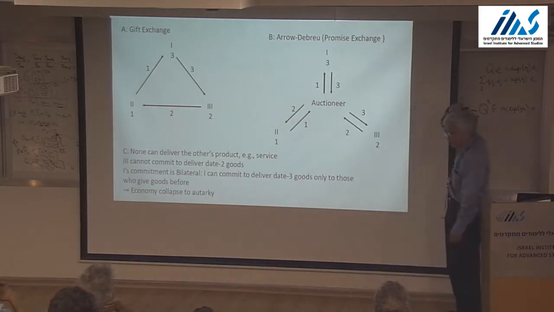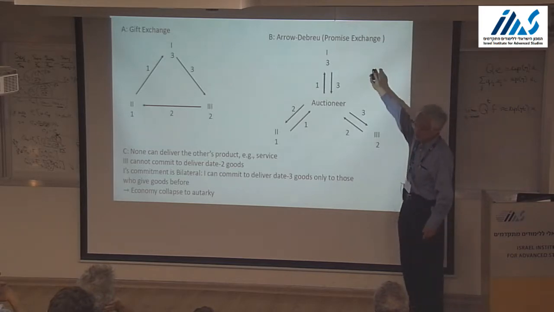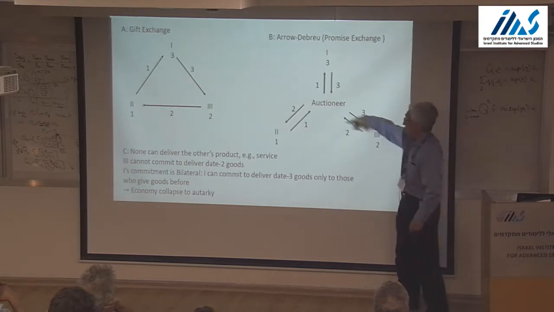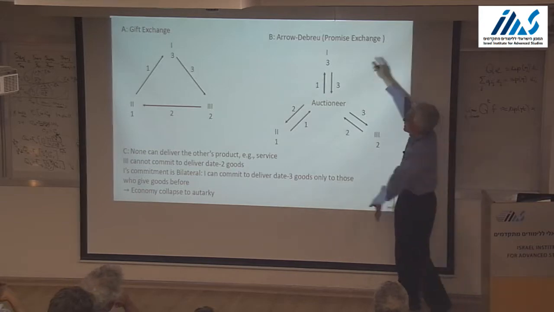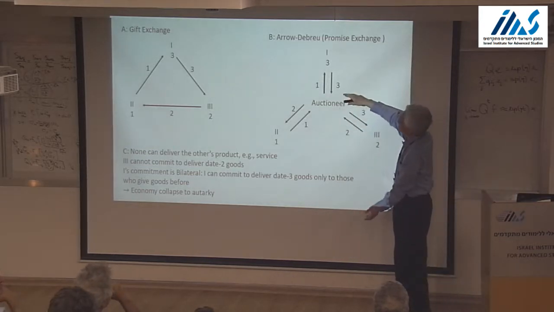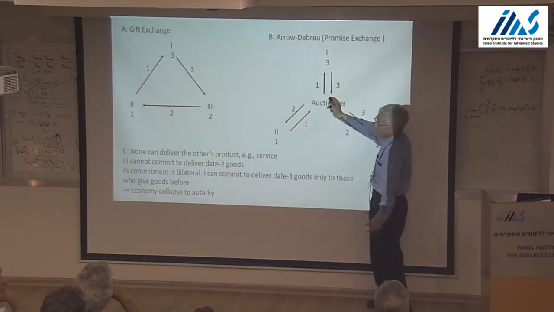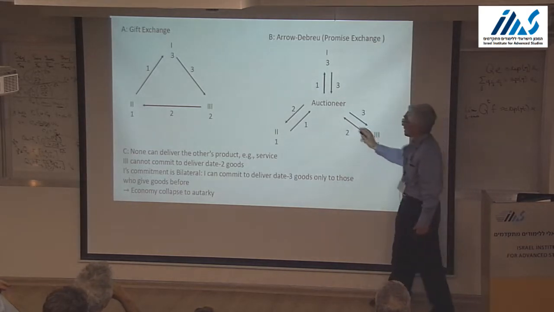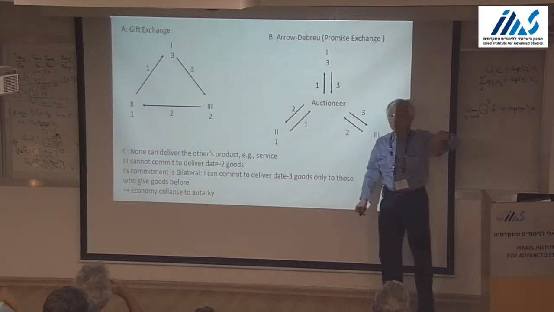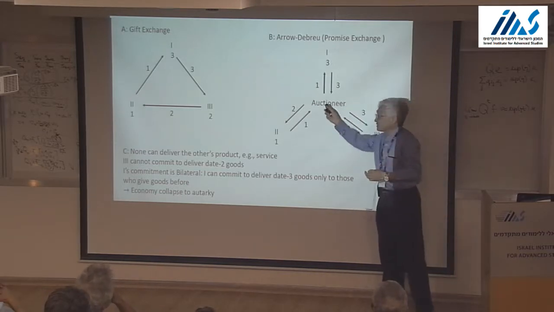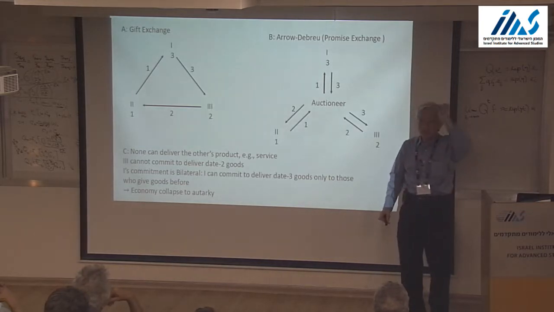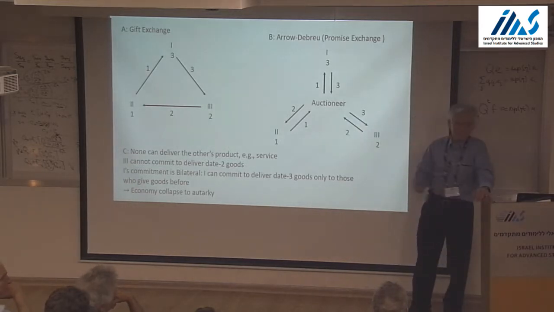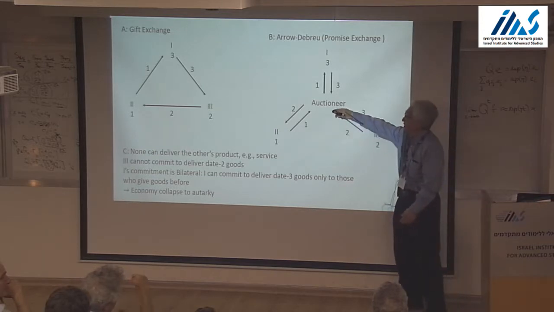Then the alternative solution is the Arrow-Debreu solution, which is standard microeconomics, basically promise exchange. At date zero or date one, the auctioneer and everybody get together and exchange promises. The type one agent says, I will provide goods at date three to the auctioneer, who sells them to the type three agents. Everybody is exchanging promises to deliver future goods. The key of the auctioneer is not just to clear the market, but also to make sure every promise is kept. So the auctioneer has almighty power. If you don't keep the promise, I will chop your head. That's the auctioneer.